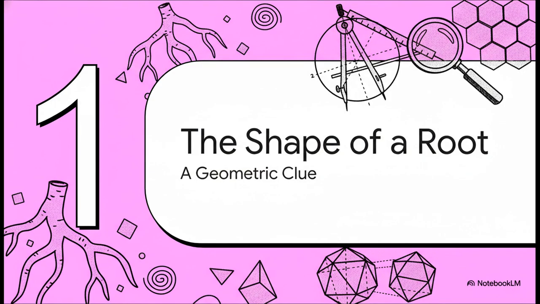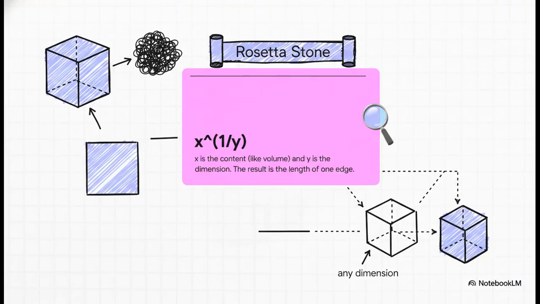Okay, so to crack this thing open, our first clue isn't buried in some crazy algebra. It's actually hidden in simple geometry. We need to figure out the shape of a root. Think of this as our Rosetta Stone. It's how we translate this abstract math into something real, something you can almost touch. This expression, x to the power of 1 over y, isn't just a random calculation. It's the recipe for finding the edge length of a shape in any dimension.